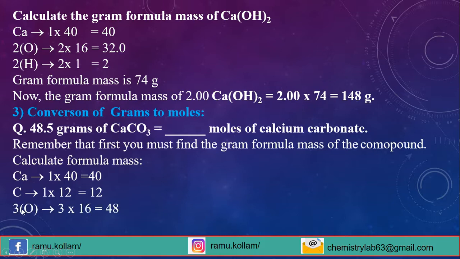So oxygen, number of atoms 3, so 3 into the atomic weight of oxygen 16, so 3 into 16 is equal to 48. By summing all these values, we get the gram formula mass of calcium carbonate equal to 100 grams. But we need to convert these grams into moles.